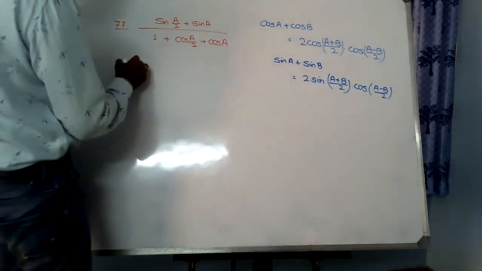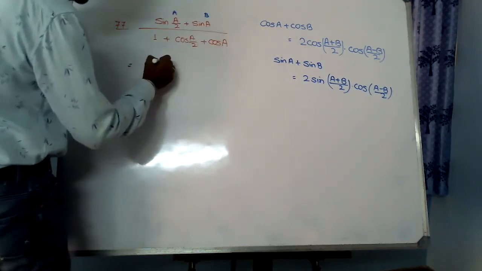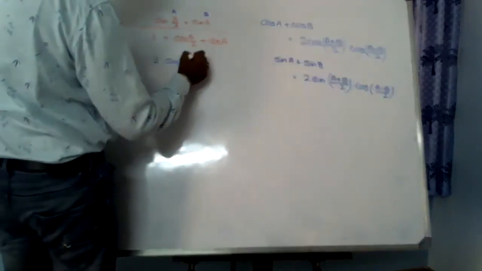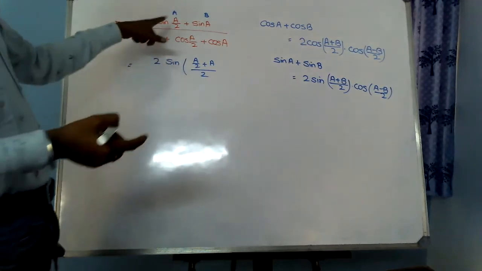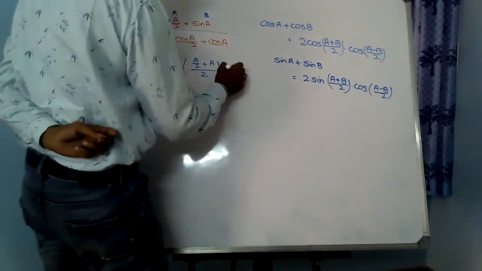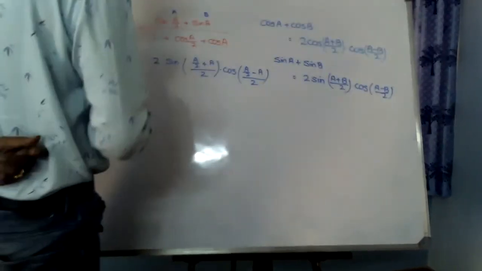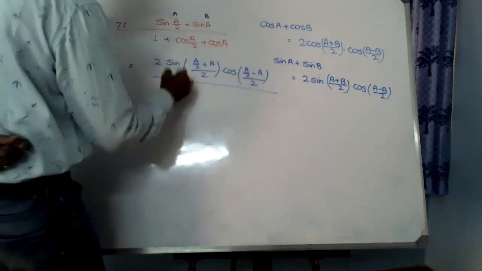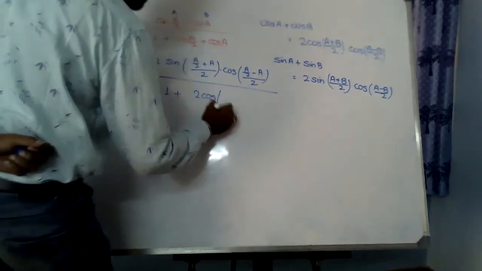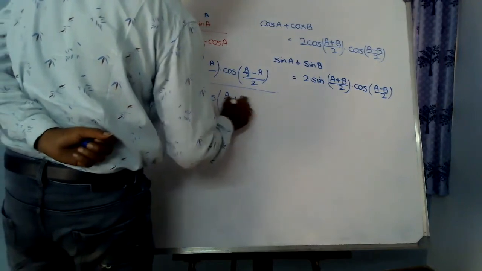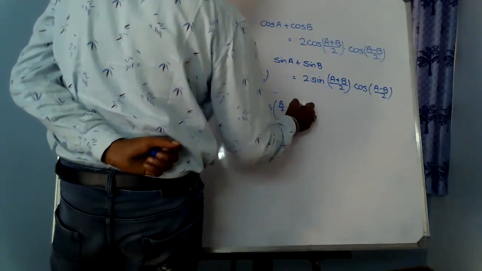So if I apply that here, what will happen? In place of A I have A by 2, in place of B I have A. I'll write 2 sin of (A by 2 plus A) divided by 2, careful while substituting, into cos of (A by 2 minus A) divided by 2. The whole thing is divided by 1 plus the same cos A plus cos B formula, so cos of (A by 2 plus A) divided by 2 into cos of (A by 2 minus A) divided by 2.